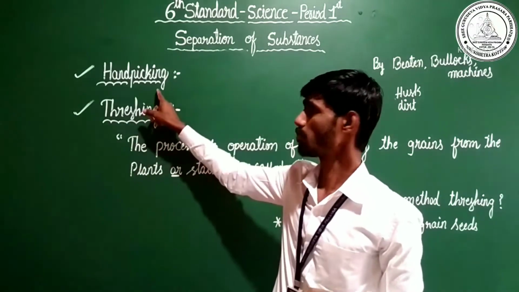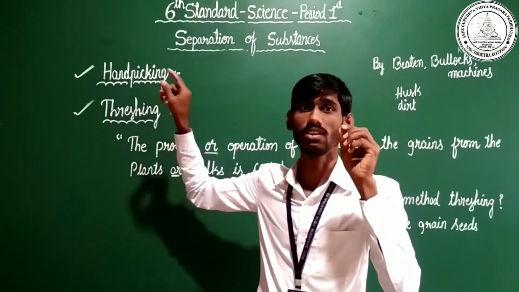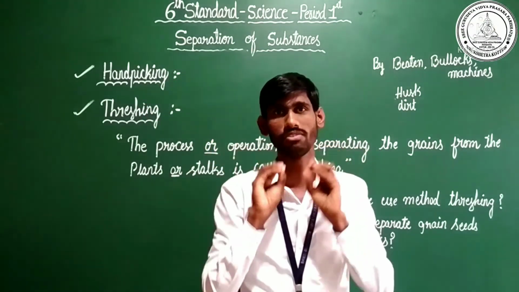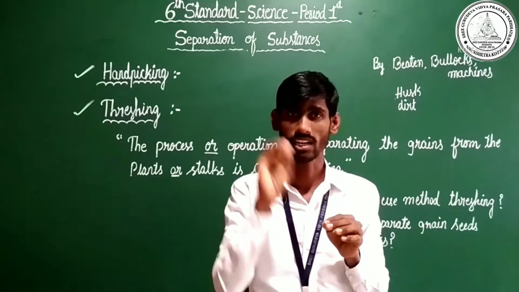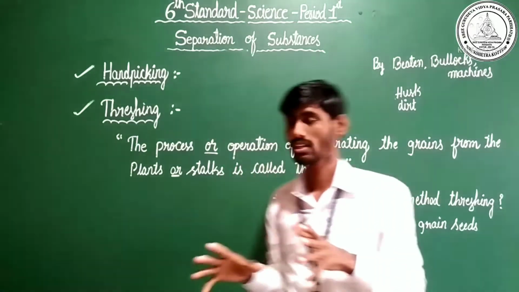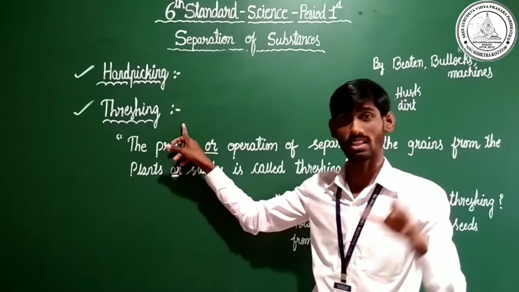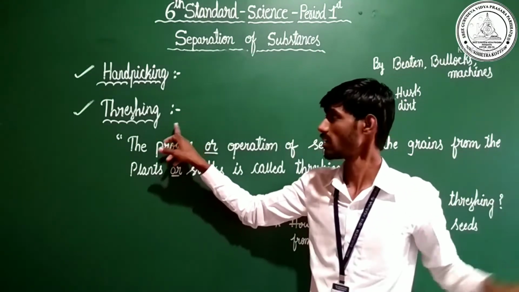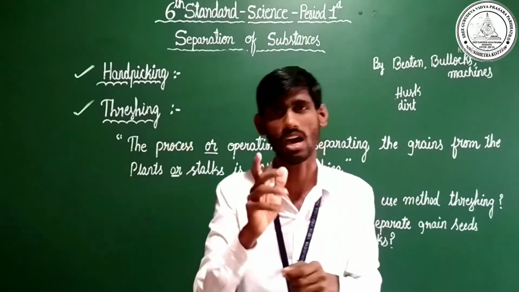Dear children, hand picking is used when the material is identifiable. When the material is not identifiable, threshing and other methods are used. Let us discuss threshing. Threshing is better after harvesting.